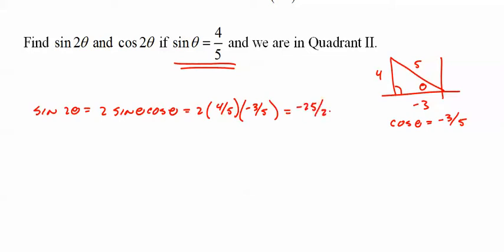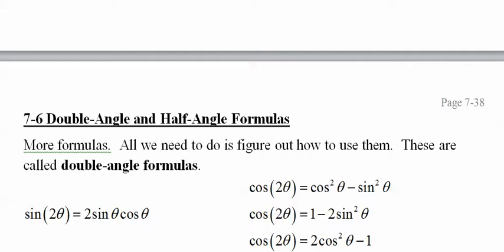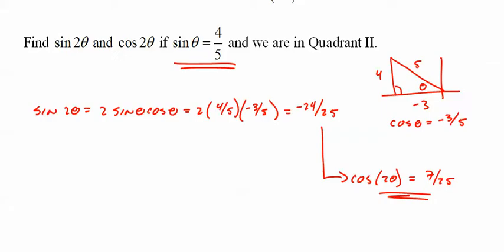-24 25ths, which tells me that cosine of 2 theta, if I think about this, goodness gracious, it's going to be probably, I'm going to take a wild guess, 7/25. Let's go find out. So which one do we want to use? I like using the second one. It's the easiest in terms of not having to redo a lot of work.